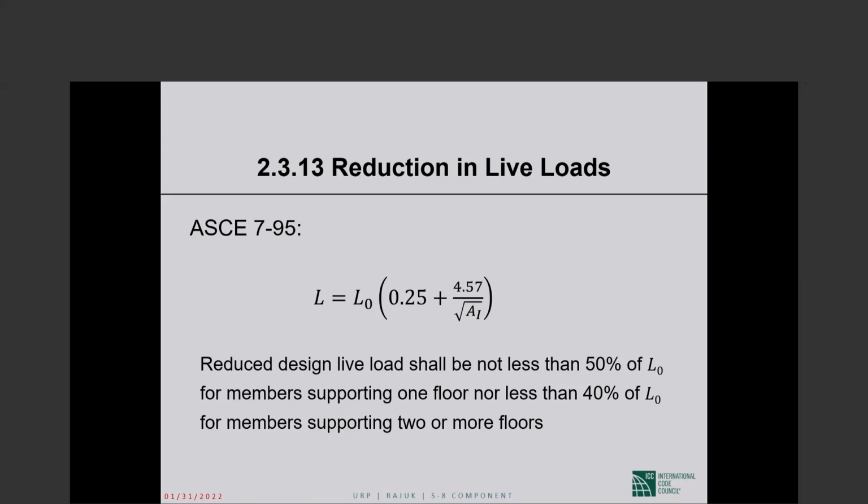So L sub 0 is the unreduced live load. L is the reduced live load. A sub I is the influence area. Reduced design live load shall be not less than 50% of L sub 0 for members supporting one floor. Members supporting one floor will be slabs and beams. Not less than 40% of L sub 0 for members supporting two or more floors. Those would be columns and walls.